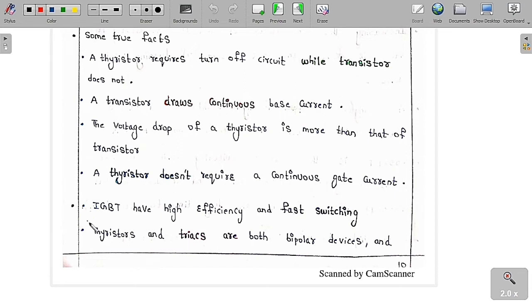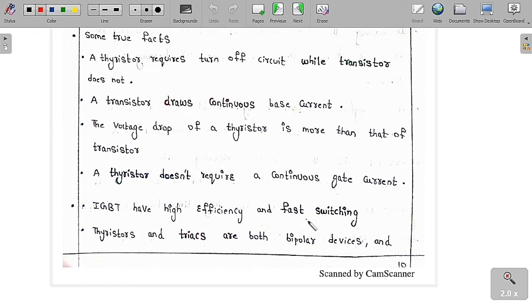Now we'll discuss some more things. IGBT has higher efficiency and fast switching. I've already told you IGBT has good characteristics of both the BJT and the MOSFET. So it has high input impedance and low conduction losses. The switching frequency is not as high as a MOSFET, but the voltage rating is very high compared to any other device.